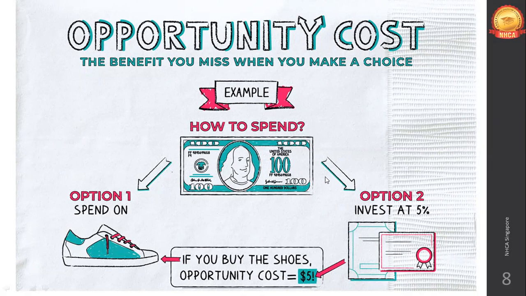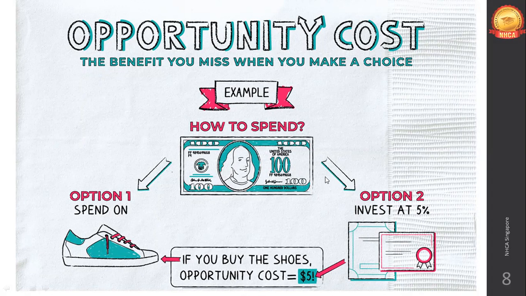So you have 100 rupees. You can either buy a sneaker, option one, or you can invest this, option two. But whatever you have to do in this 100 rupees. So if you spend on sneaker, you buy something, you are spending the entire 100 rupees as it is.